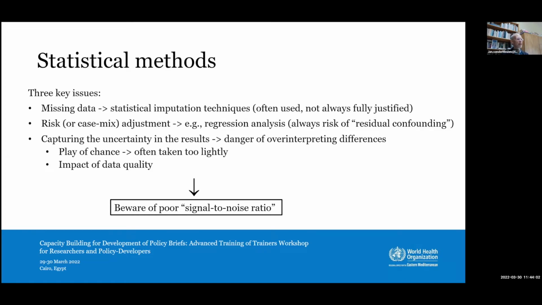The risk adjustment, I don't have to elaborate on a lot more because I've already told you about that. Adjusting for case mix, adjusting for confounding is a key issue. And then the last thing in terms of statistical methods is that not only the calculations are important, you also have to think about how you display your results. That is important because the play of chance and the impact of data quality is often underestimated. So however carefully you go through all these steps, we have to be aware that there is a poor signal to noise ratio.